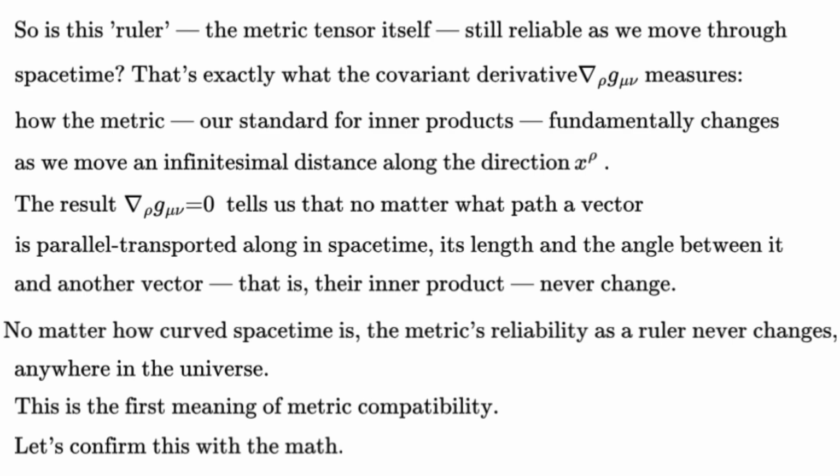The result nabla rho g mu nu equals 0 tells us that no matter what path a vector is parallel transported along in spacetime, its length and the angle between it and another vector, that is their inner product, never change, no matter how curved spacetime is. The metric's reliability as a ruler never changes, anywhere in the universe. This is the first meaning of metric compatibility. Let's confirm this with the math.